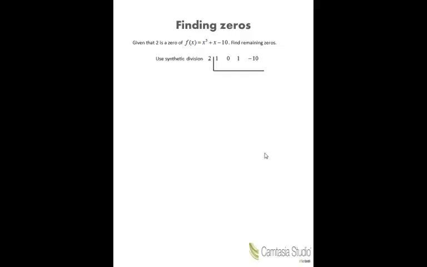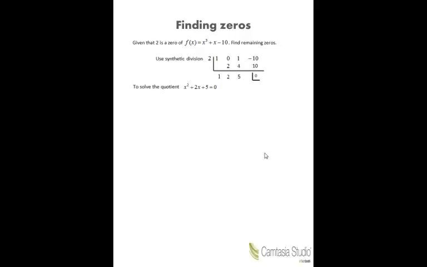And write the form. Pull your 1 here, multiply by 2. Add, again multiply by 2. Add, again multiply by 2. So as expected, the remainder should be 0. So 2 is a 0. Now what is our quotient? x squared plus 2x plus 5, and I want to solve this one to get the other zeros.